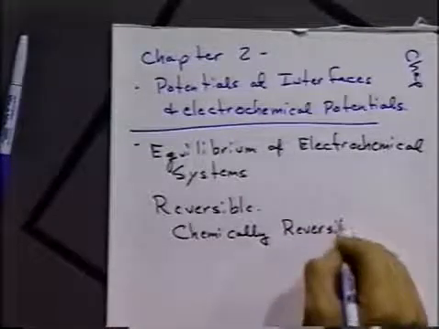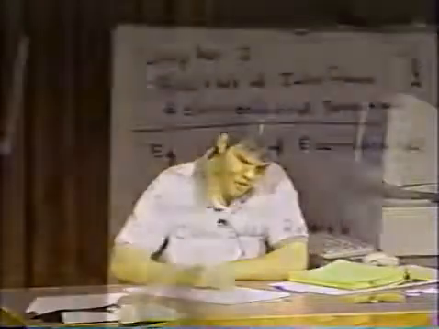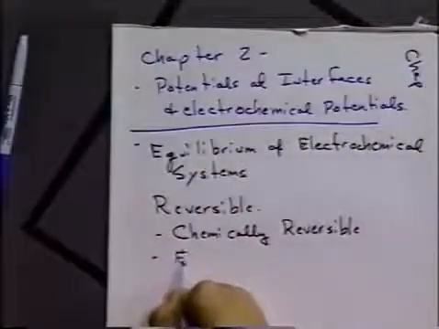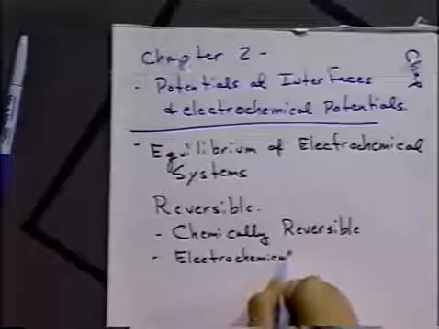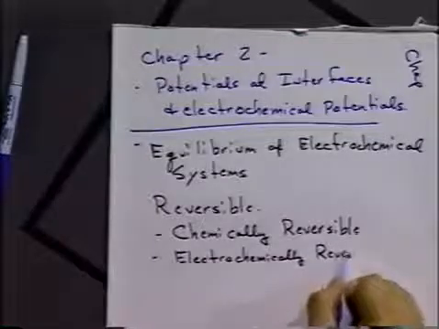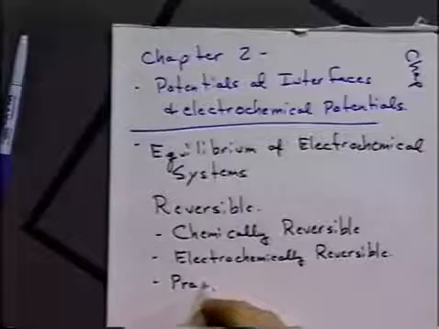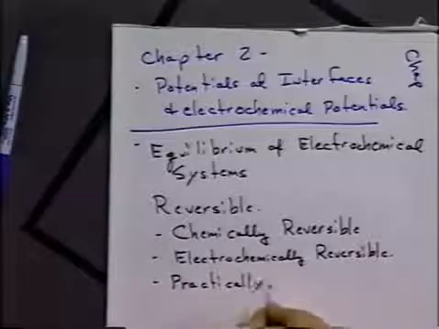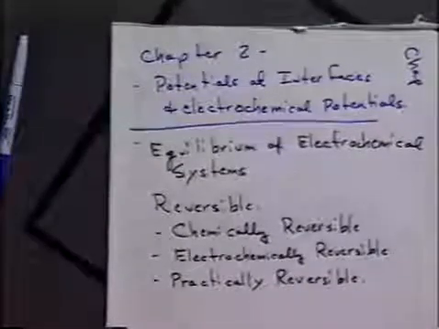The first idea is the fact that a system may or may not be chemically reversible, and this is a requirement for equilibrium to be true. And also we need to have a system that may be electrochemically reversible. But often we'll be happy and satisfied with a system that's practically reversible. And we'll discuss what we mean by those two things in a minute.